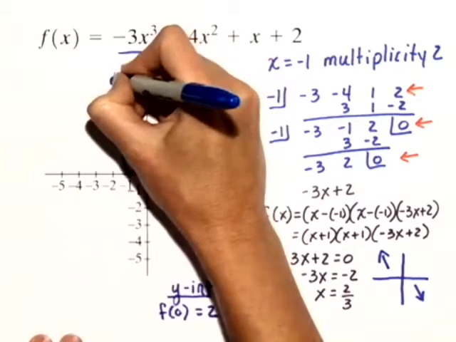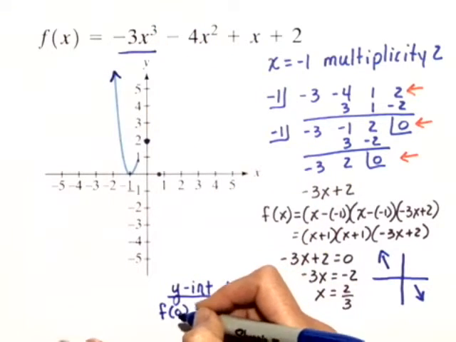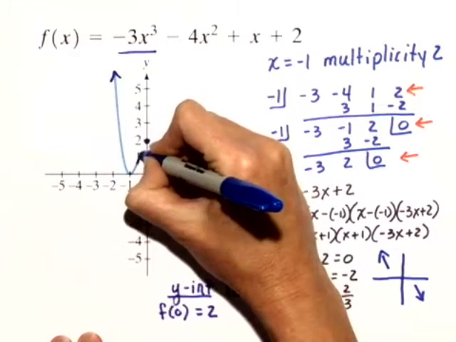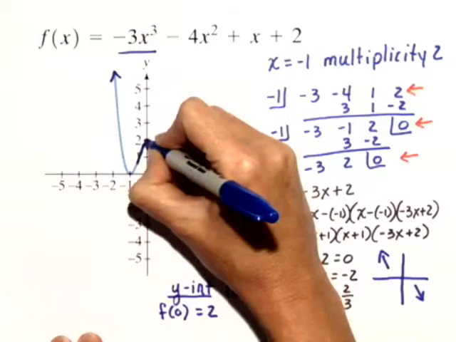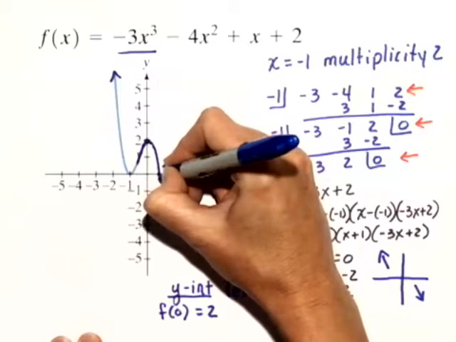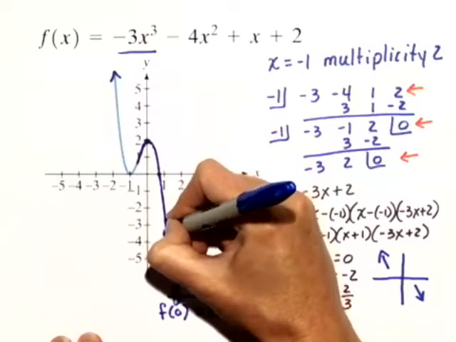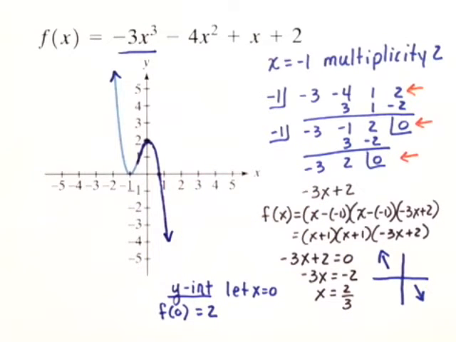It's a polynomial function, so I'm going to put an arrow going up to the left. I'll make a smooth curve crossing through the y-intercept and then passing through the x-intercept. And this is a complete graph of the polynomial function.